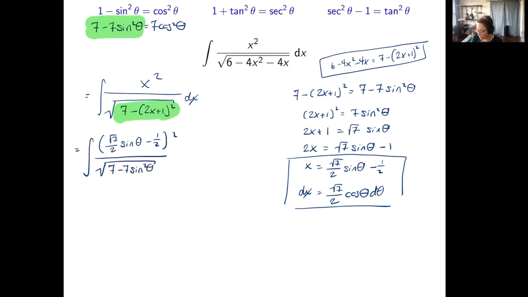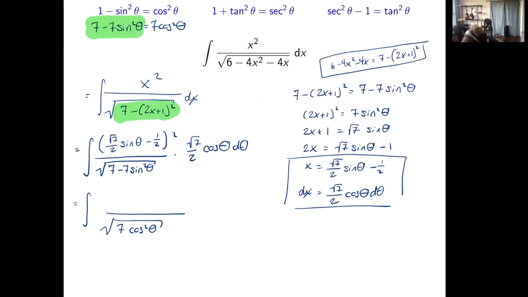Now, since I'm substituting, I also need to translate my dx. My dx turns into root 7 divided by 2 cosine theta d theta. In the denominator, underneath that square root, I get to use my identity and turn this into 7 cosine squared theta. So in my denominator, I get the square root of 7 cosine squared theta. And again, that's what I'm going for. I'm going for the square root of something squared, so I can cancel these off.